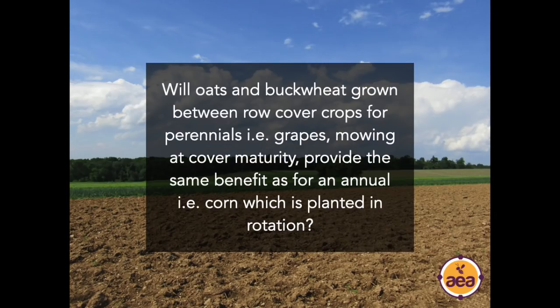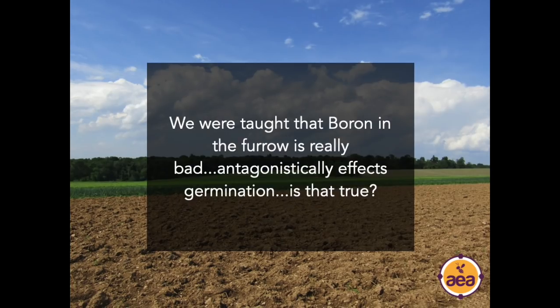Question from Anne-Marie. Oats and buckwheat are between-row cover crops for perennials such as grapes, mowing at cover maturity. Will that provide the same benefit as for an annual, such as corn, which is planted in rotation? The answer is yes, it will, because the effect is happening from the soil microbial population in the root system. It's not from the benefit of the oats or buckwheat cover crop being incorporated. It is just a function of what these cover crops do in their root system and the types of biology that they have a symbiotic relationship with. So the biology that has a symbiotic relationship with the oat plant or the buckwheat plant has a very strong reducing effect.